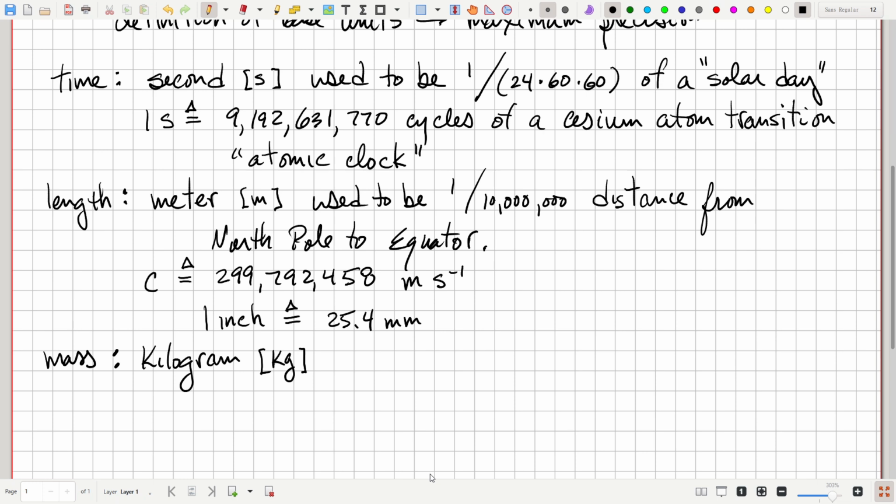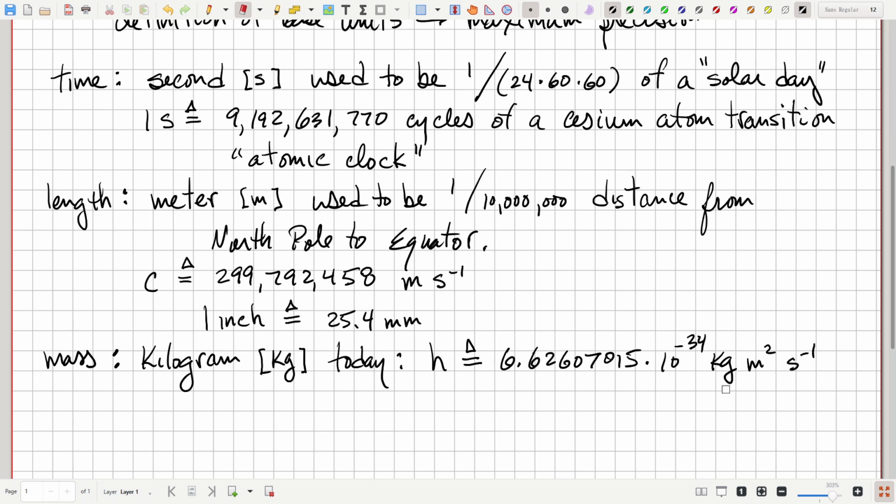These days, we'll just jump to how it's defined today. This one looks kind of weird. It's defined by fixing, by definition, a certain physical parameter called Planck's constant, h, to be defined as exactly 6.62607015 times 10 to the minus 34 kilograms meters squared per second. Since we've already defined the meter and the second, this then defines the kilogram.